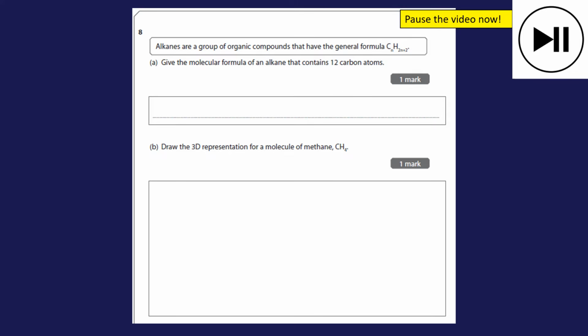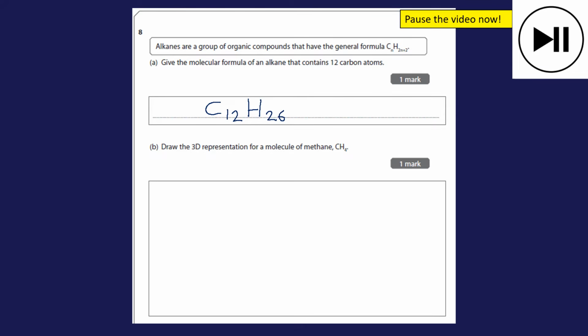Alkanes are a group of organic compounds that have the general formula CnH2n plus 2. Give the molecular formula of an alkane that has 12 carbons. So it's C12H. 2 times 12 is 24. 24 plus 2 is 26. 1 mark.